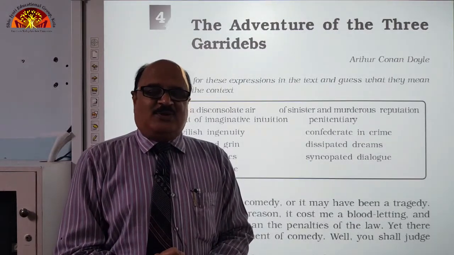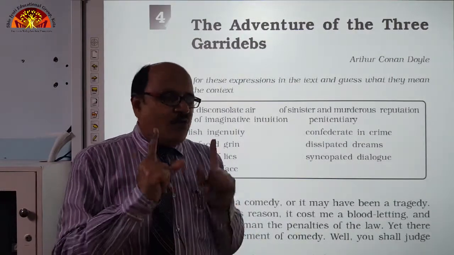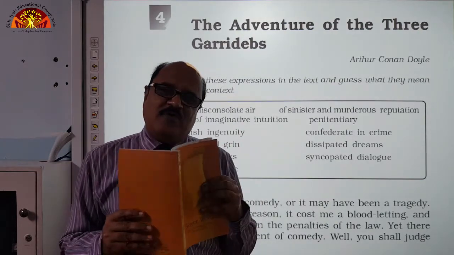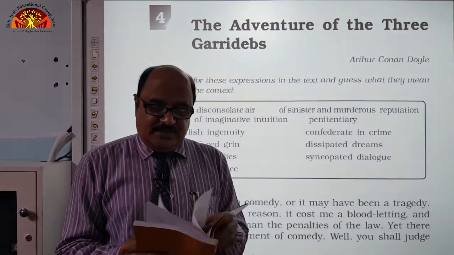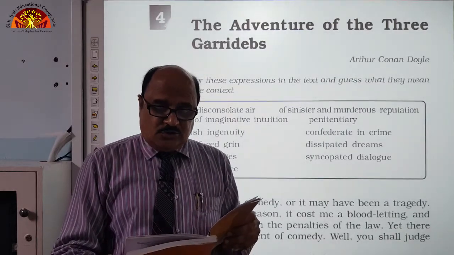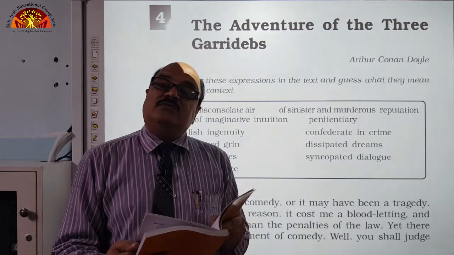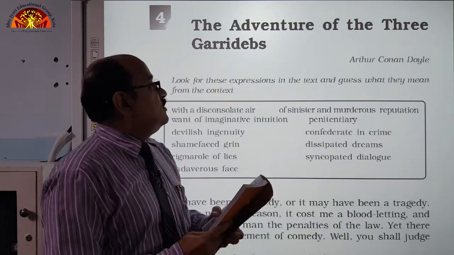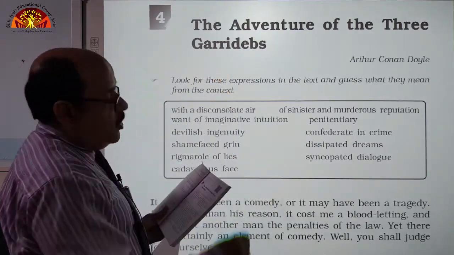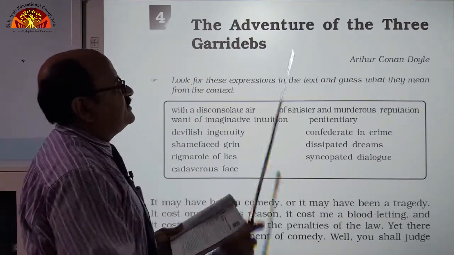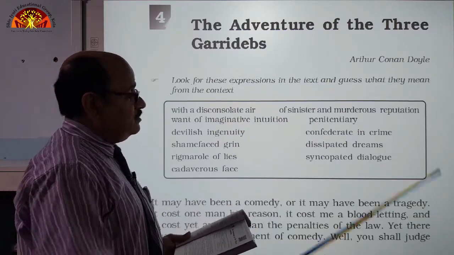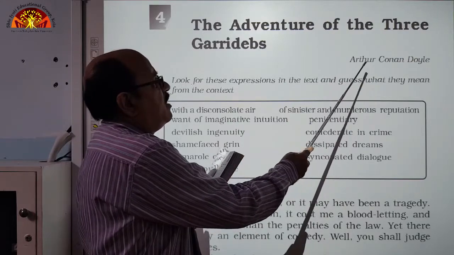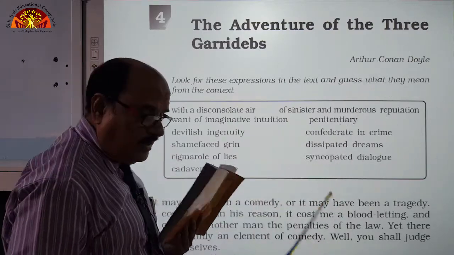So, students, today we are going to start your fourth story, right? This is your book, Woven Words, and in this book there are short stories, and this is one of the stories, the fourth story. Its title, you can see on the screen also, is The Adventure of the Three Garridebs, right? This chapter was written by Arthur Conan Doyle, right?